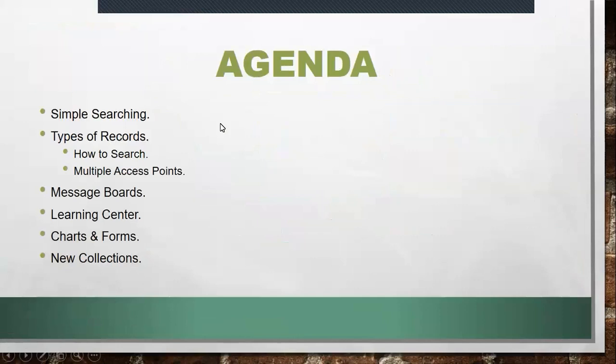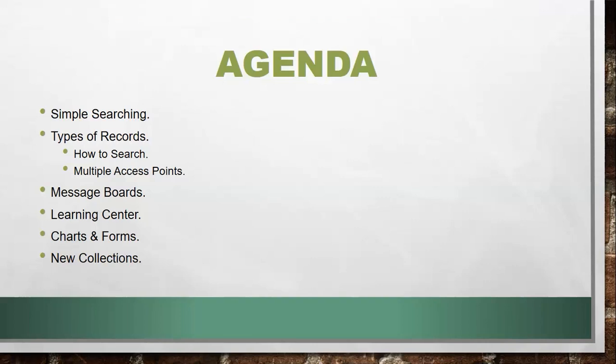Over the course of this program, we'll discuss the following topics: simple searching and how to get started, types of records available and how to search them, multiple access points available for the same databases located in Ancestry Library Edition, message boards, the Learning Center, charts and forms, and new collections.